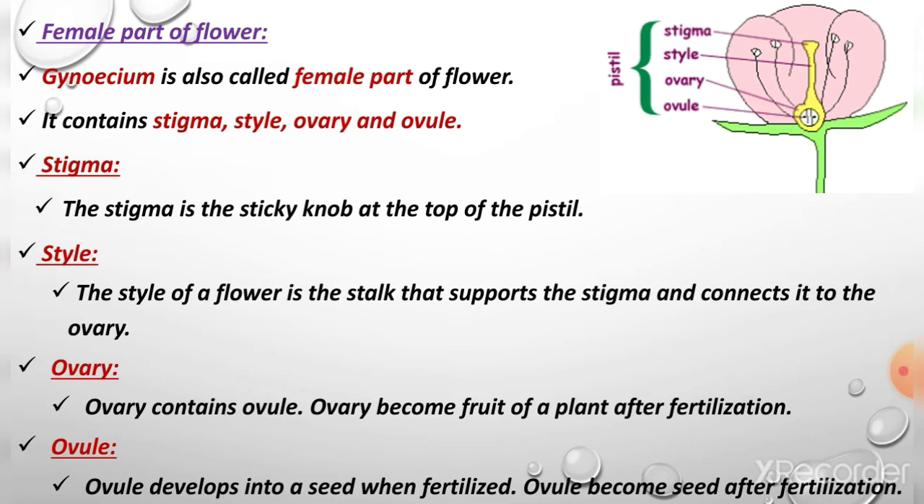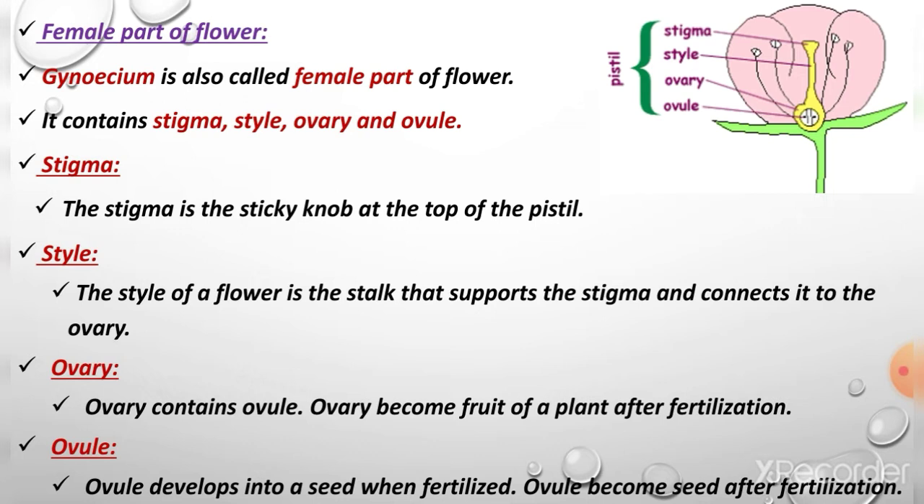Gynoecium is also called the female part of a flower. It contains stigma, style, ovary and ovule. Stigma is the stickiest knob present on the top of the pistil. It is colorful, like yellow or red, and if you touch it, it will attract your hands, it will stick on your hand. So the topmost part of the flower, if you touch it and it sticks on your hand, that is called stigma.